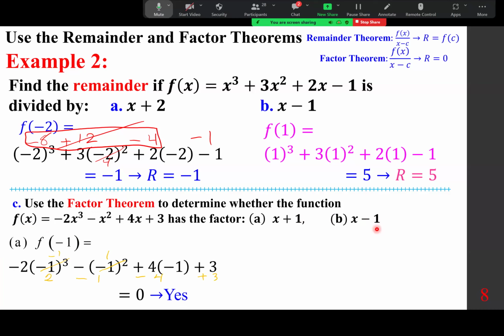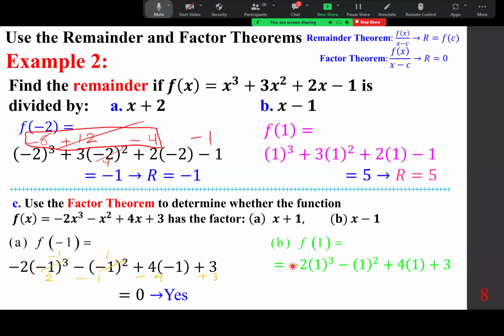Dividing by x minus 1. If you want to see if it's a factor, you have to evaluate f of positive 1. So plug in here minus 2 times 1 cubed, minus 1 squared, plus 4 times 1, plus 3. So we are going to plug in positive 1 here. And I chose this question on purpose. I want you to see for this one, you choose negative 1. For this one, you choose positive 1 because of what it says here. If it's x minus c, you evaluate f of c. Be very careful with that.